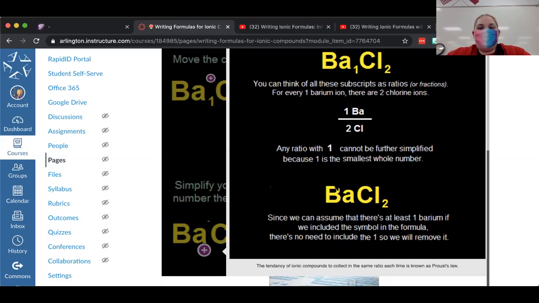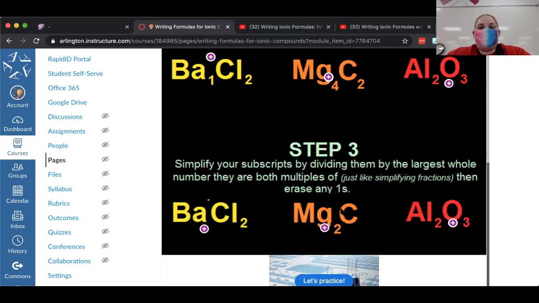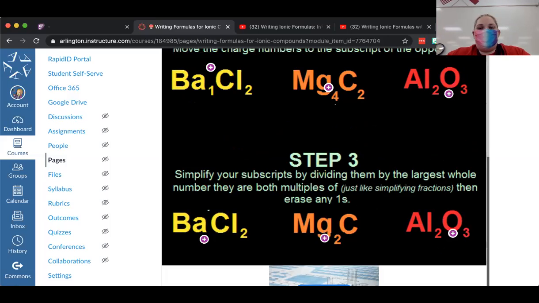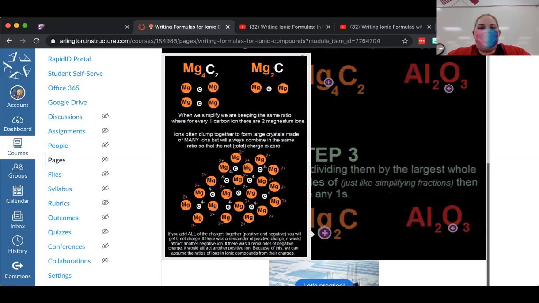So the final formula for this should be BaCl2 because I have 1 atom of barium and I have 2 atoms of chlorine to balance each other in this compound. Now for this one, for the magnesium and the carbon, if you look at what happened, up here I have 4 and 2, but now it's a 2 and there's no number here. So if there's no number, that's a 1. So this is where you do have to reduce. You have to simplify, okay?